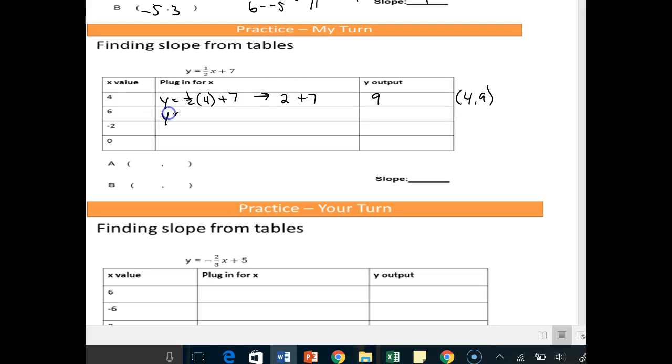All right, so then y is equal to 1/2 of 6 plus 7. What's half of 6, or 6 divided by 2? That's 3 plus 7. So your output this time is 10. And you have 6, comma 10.